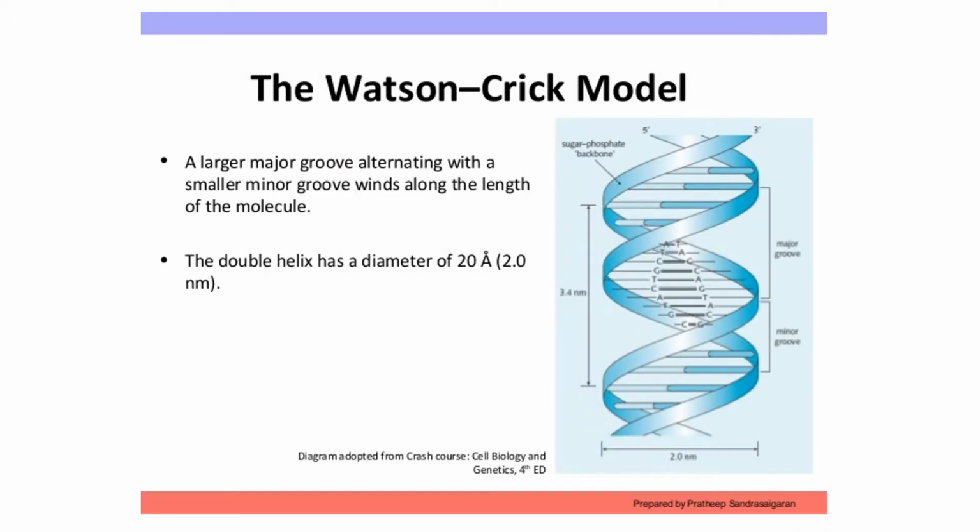The Watson-Crick model explains that two helical structures are wound together into a double helix, and they have a large major groove alternating with a smaller minor groove that winds along the length of the molecule. The double helix has a diameter of 20 Angstrom. Here you can see in the picture the major grooves on the right side, and below them there is the minor groove.